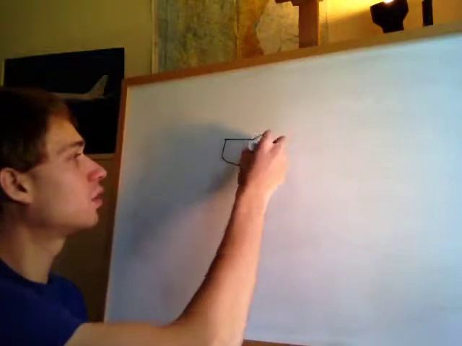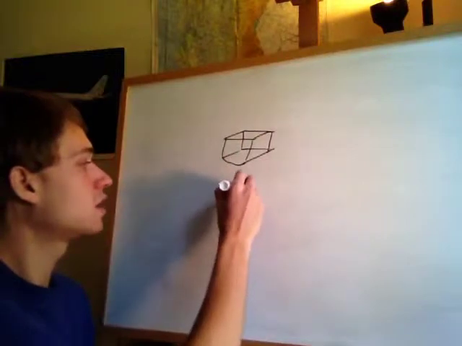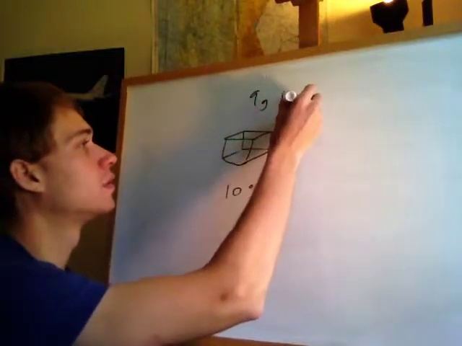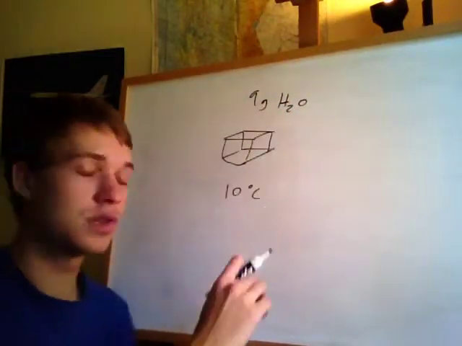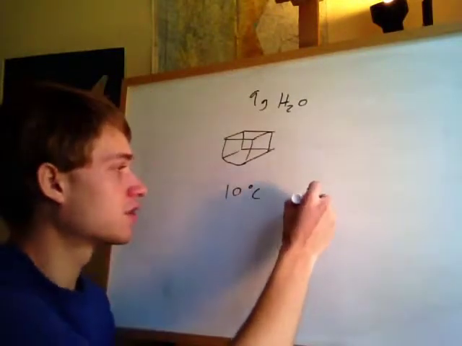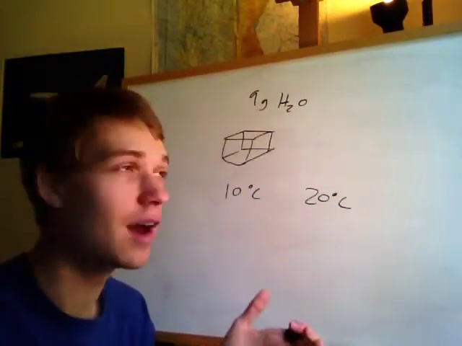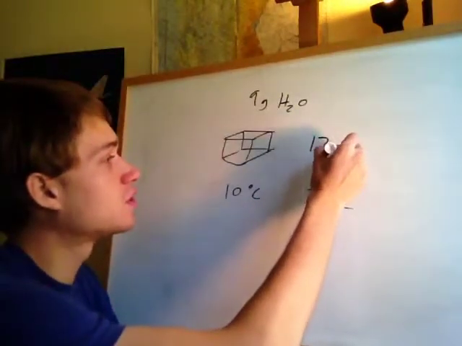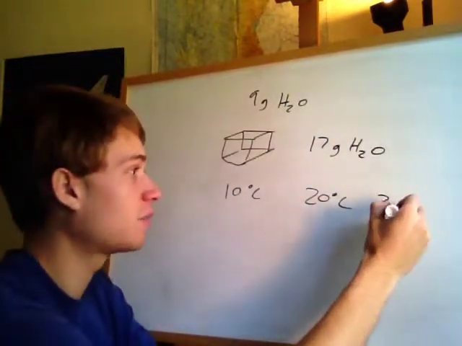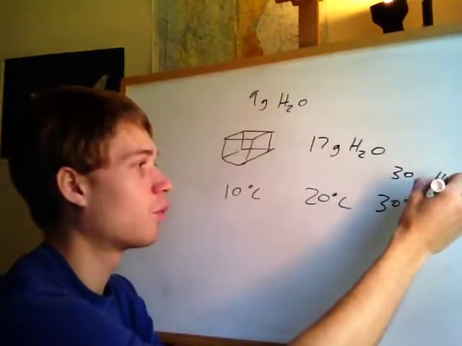Say you have a cubic foot of air, and that cubic foot of air at 10 degrees Celsius will be able to hold about 9 grams of water vapor. What happens when you heat up that cubic foot of air to 20 degrees Celsius? You can hold more water vapor inside that amount of air when it's hotter, up to 17 grams of water vapor. Heat it up even more to 30 degrees Celsius, and you're going to be able to hold 30 grams of water vapor in there.